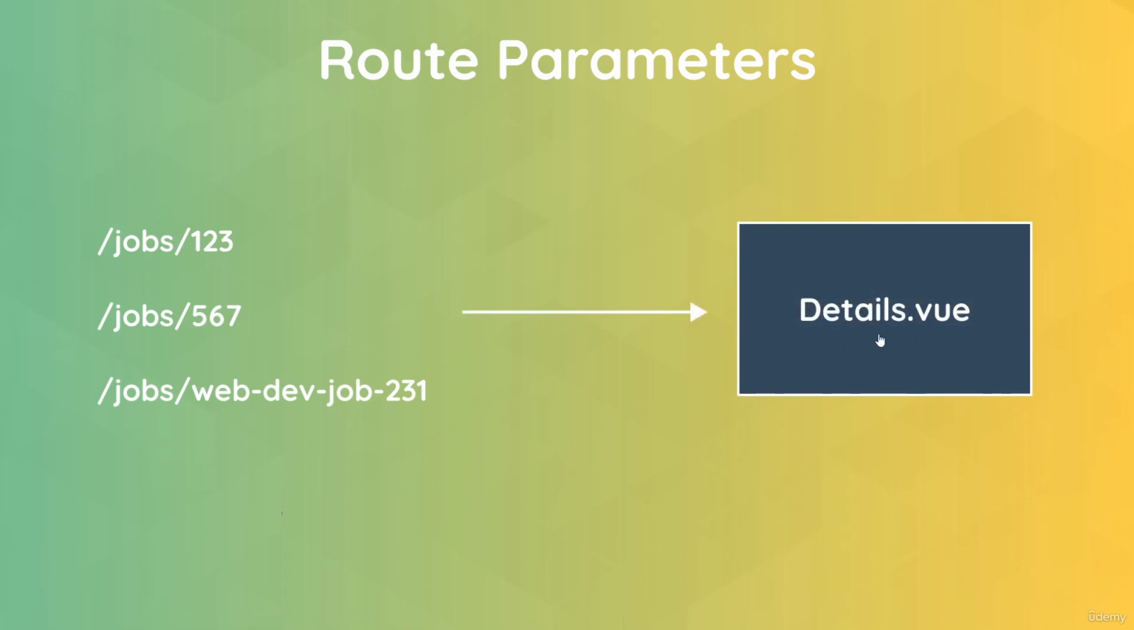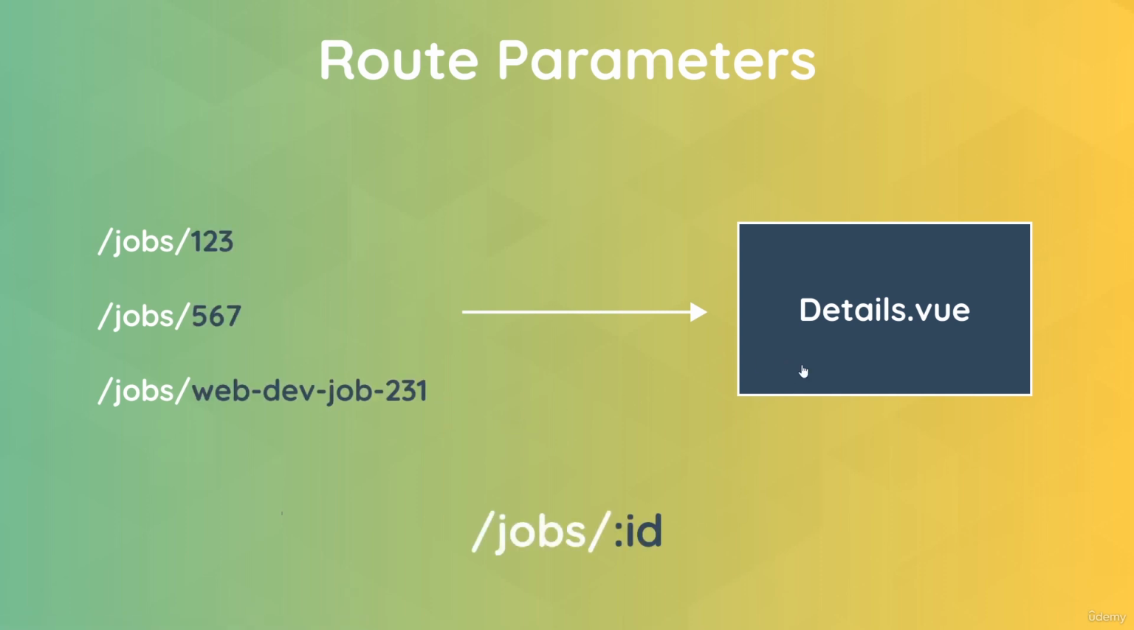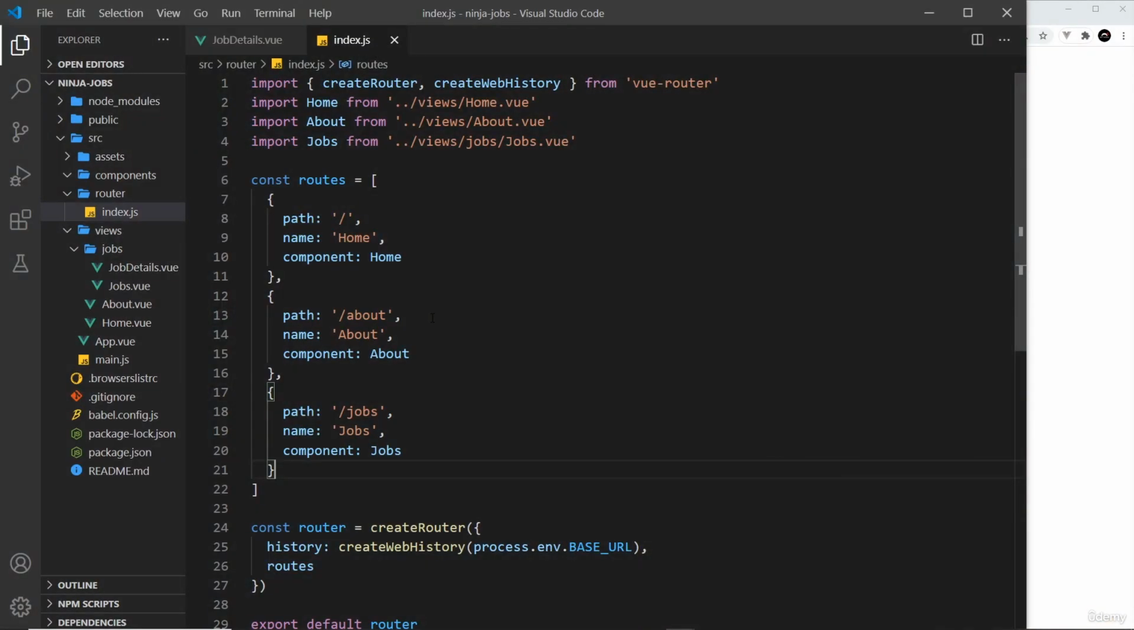And then we'd show the details of that job in the details component, or the job details component in our case. Now, this changeable part of the route is known as a route parameter, and in Vue, we denote route parameters with a colon and then the parameter name. Now, the parameter name can be whatever you want, but a lot of the time you'll see it called ID. So let's see now how to set up route parameters in our application.